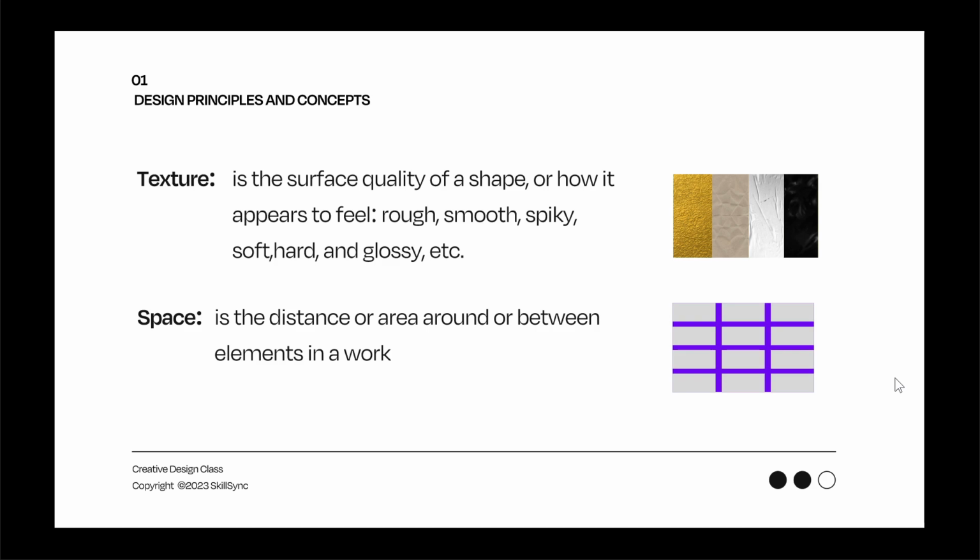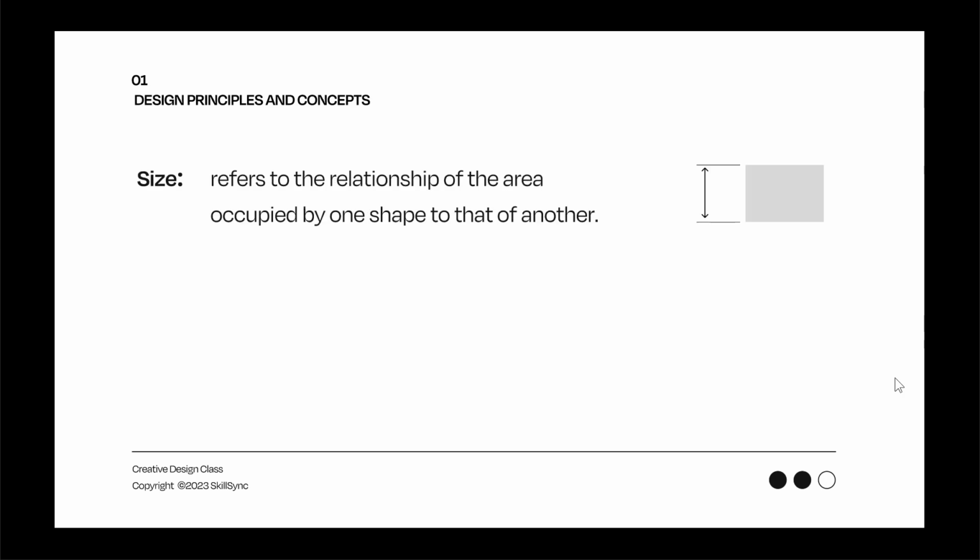And we talk about texture. One of the design elements is texture, which is how you want the surface of a shape to feel, or the background to feel, whether smooth, rough, or glossy. That's what we call texture. Now we talk about space, which is the space around an element in your design. Now we talk about size. Size is the relationship of the area occupied by one shape in your design.